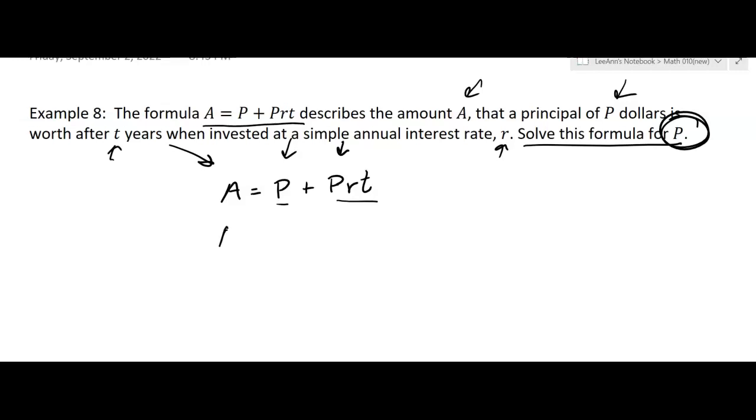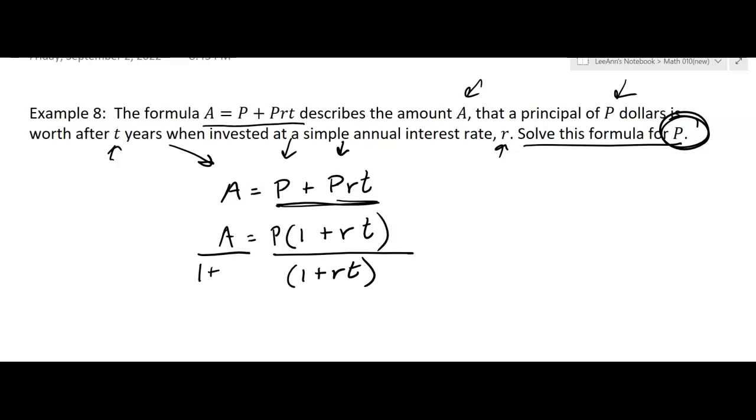Okay, so what we can do then is we can factor out the P. So it's a GCF, and we get that. So we factor out the P. P times 1 is P. P times RT is PRT. And now we just have 1 P. Notice that you have multiplication now. So if I want to solve for P, I'm going to divide, and I'm going to divide by that 1 plus RT. I have to do it to both sides. And then those are going to cancel, and I'm done.